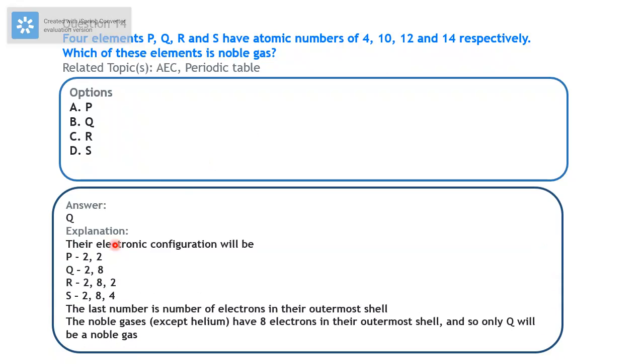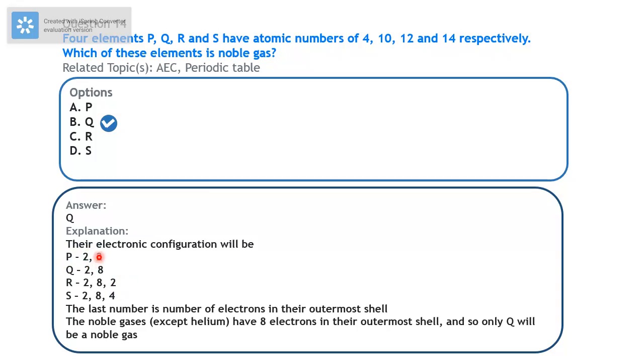So for P with atomic number 4, we have 2, 2. For Q, it will be 2, 8. For R, that's 2, 8, 2. For S, it is 2, 8, 4. Now, if you add up these numbers, you get back the atomic numbers. Now, when you have your electronic configuration like this, how do you determine the group of the element? You look at the last number in the configuration. The last number in the configuration tells you the group of that element.